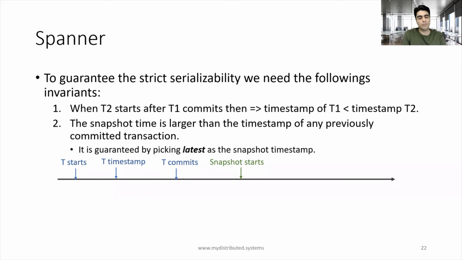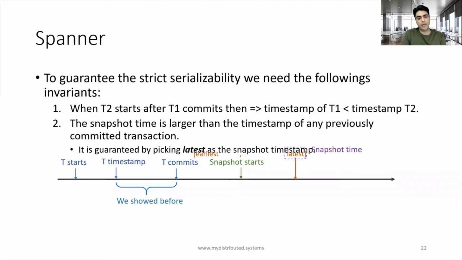And let's see why. Suppose we have a transaction T, it starts and commits. Based on what we showed, we know that the timestamp of T is between start and commit. And then based on the assumption, we know that a snapshot starts after T commits. And now it asks TrueTime and picks the latest as the snapshot time.